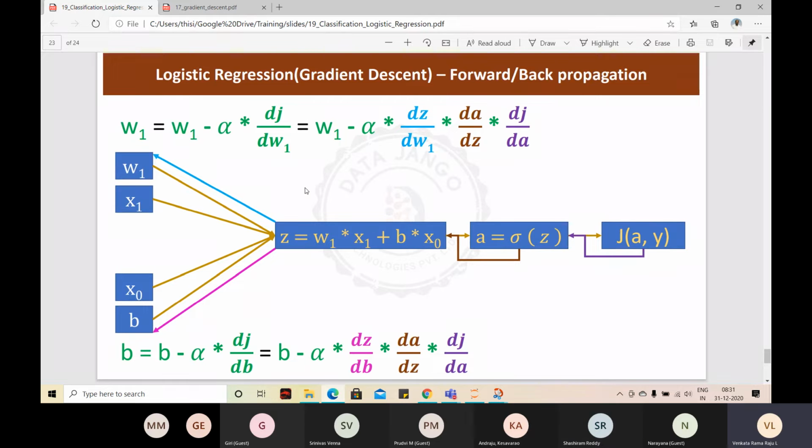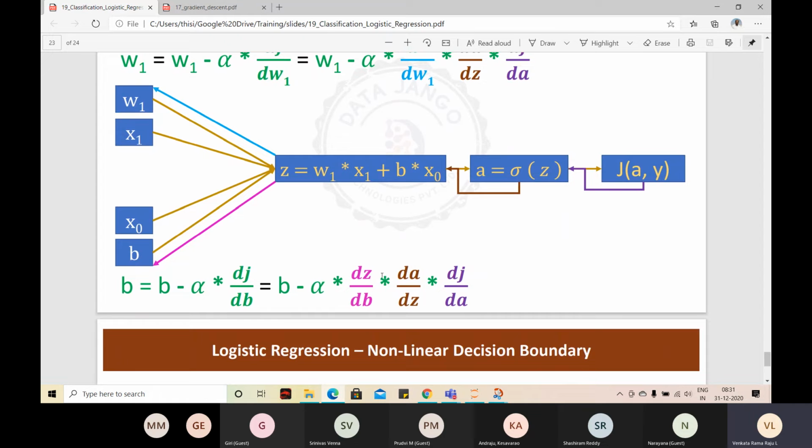Equation is simple in linear regression. Equation is complex in logistic regression. In logistic regression, the cost function is a function of functions. The activation function is a function of the linear equation. The cost function is a function of the activation function. That's where you are doing chain rule based derivatives rather than simple derivative. Got it?